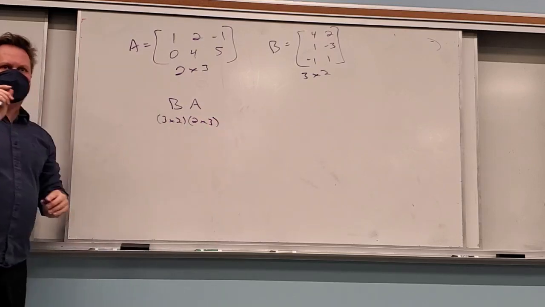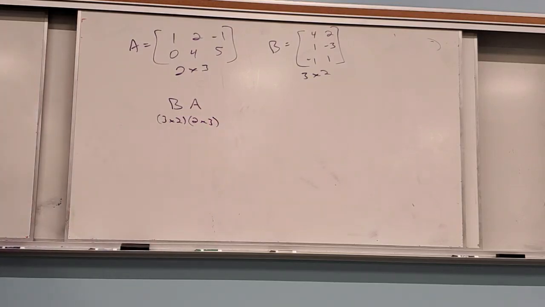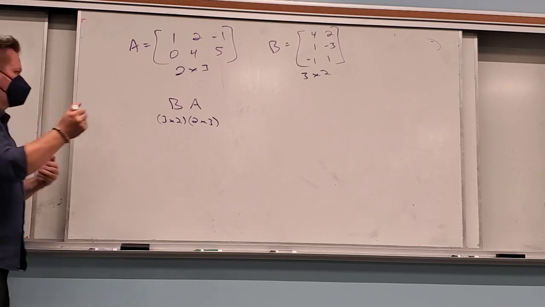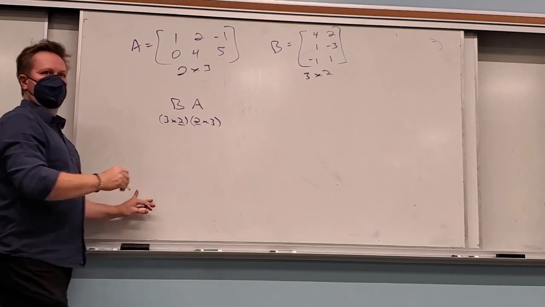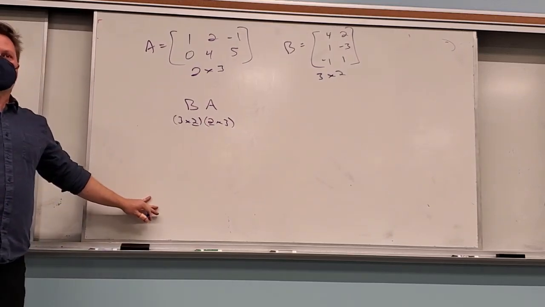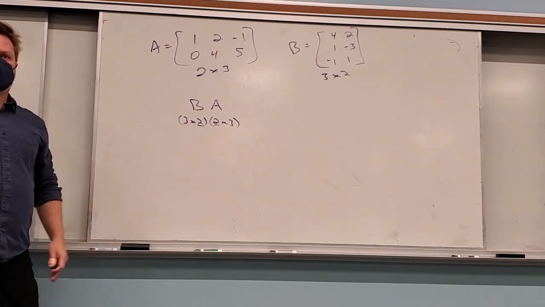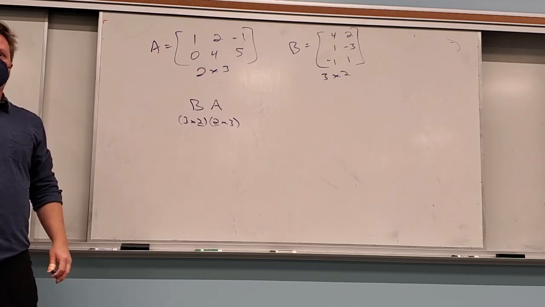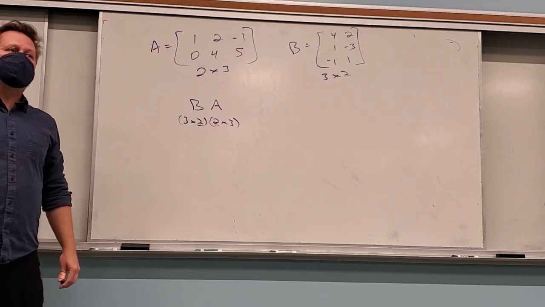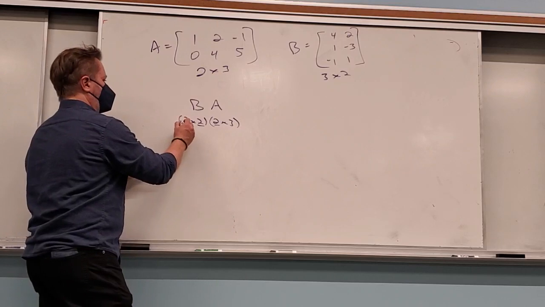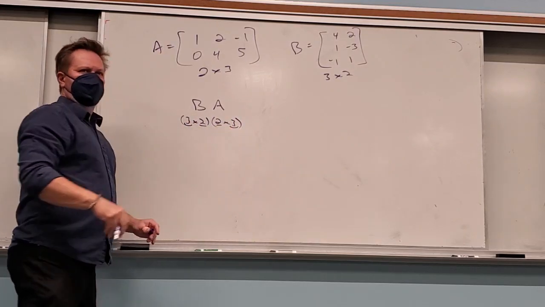All right, let's make this really, really clear. In order to be able to multiply two matrices, the inner dimensions have to match. Do these dimensions here match? Is 2 equal to 2? They match. So then I can do this, and the answer will be how big? The answer will be the outside parts.